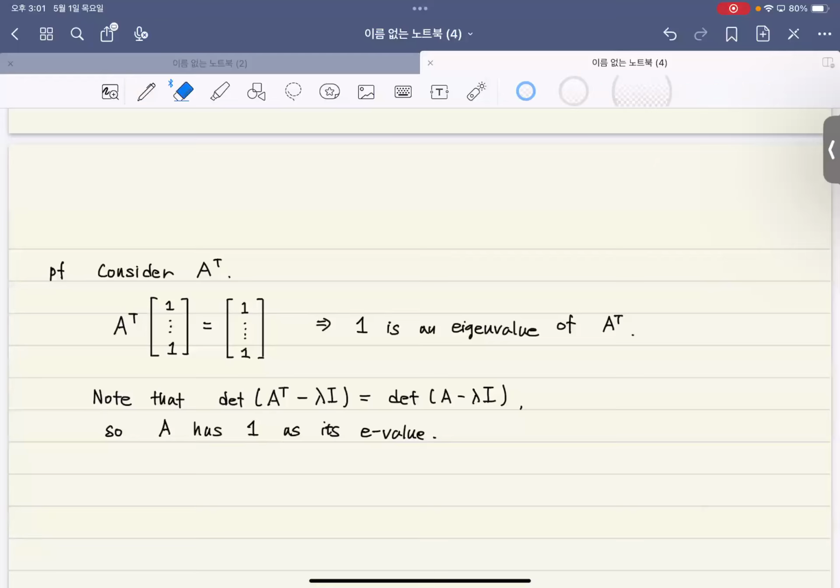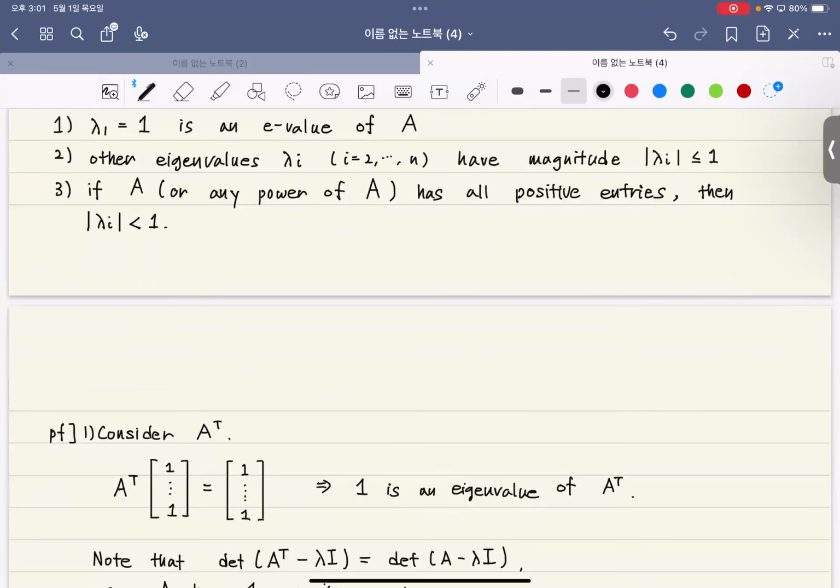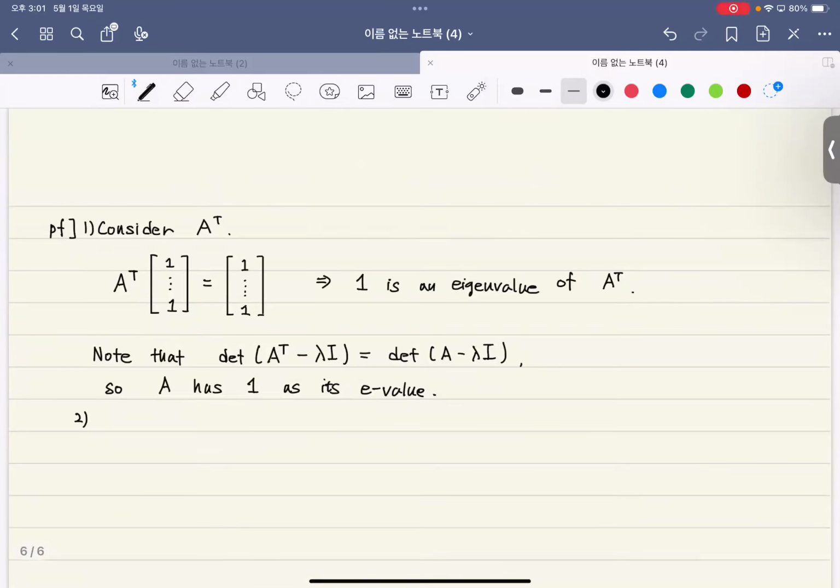Yeah, so this is number 1. What about number 2? All the other eigenvalues have magnitude less than or equal to 1. So, in order to see number 2, we have to make sure that the product of two Markov matrices is going to be another Markov matrix.